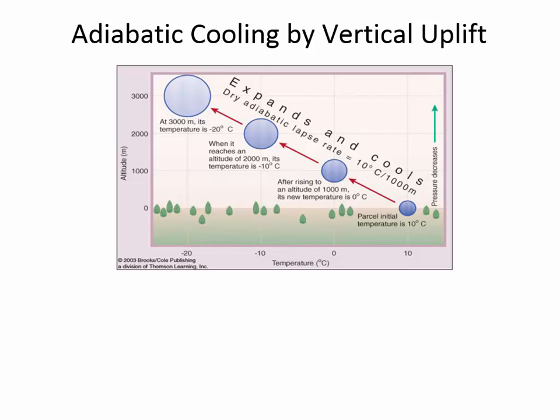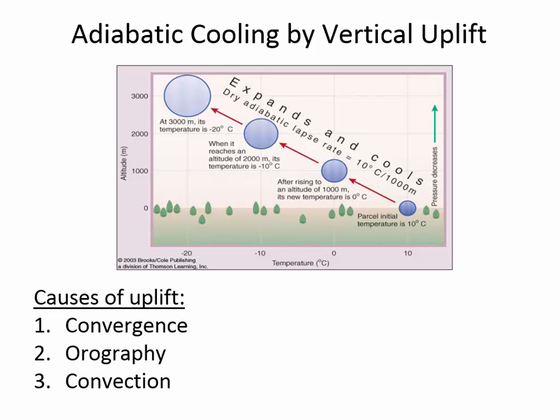So this is showing that as air rises, it cools. Anything that pushes air upwards is going to have the air cool off. And then, as I just mentioned, cooling air has this process where dissolved moisture has to come out of the vapor phase and go into the liquid phase. There are three main things that cause air to move up: convergence, orography, and convection.